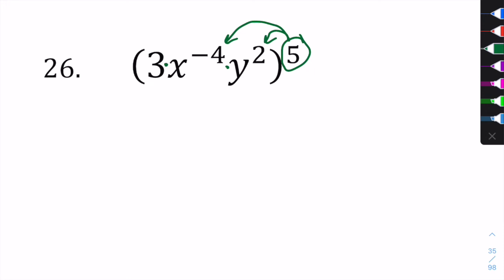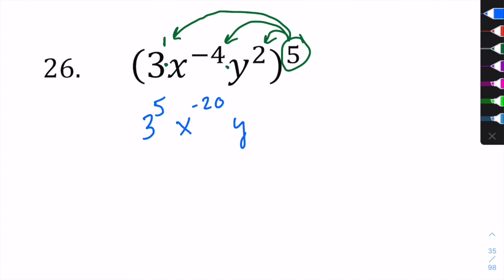We didn't even write an exponent. I don't see an exponent. Remember, we don't write an exponent of 1. So this is really 3 to the first power out here. And so we're going to have to take this 5 and distribute it to the exponent of 1. So there were 3 factors inside. The 5 outside is going to distribute to the exponent of each of those 3 factors. So 3 to the 5th. x to the negative 4 times 5 is negative 20. And y to the 2 times 5 is y to the 10th.